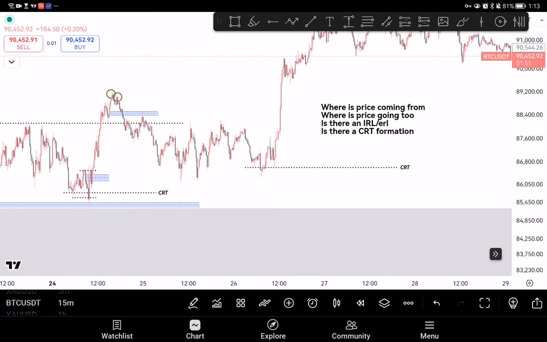After the London session, did the CRT close? Do I see any CRT formation? If it's yes, that means I'm going to trade the New York session. If the CRT happens in the Asian session, then I'm going to trade the London session. That is basically it. That is all.